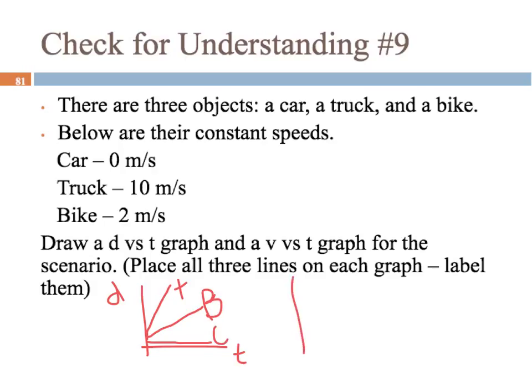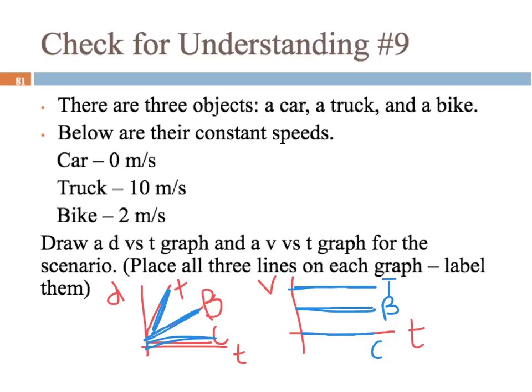Now for a velocity graph, if I graph their velocities, the truck is moving fast, so it's got a fast constant velocity, so that's the truck. The bike's moving slower at a constant velocity. And then the car is standing still, so the car is on the 0 velocity line. So we look at the slope of this to graph here, slope of this to graph here, and the slope of this to graph here.